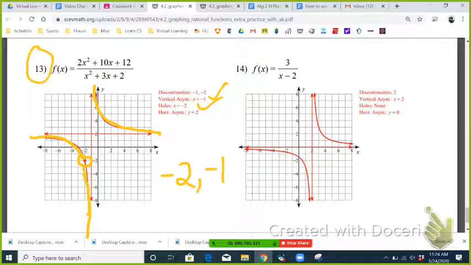And those are the only two places where you're going to get discontinuities in a rational function. All right, so pretty much any zero of the denominator is going to be a discontinuity.